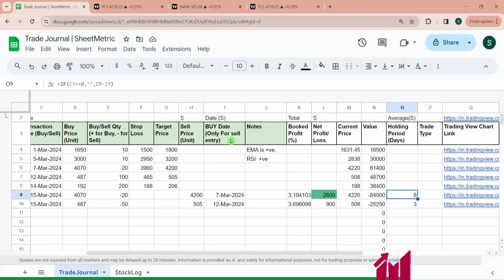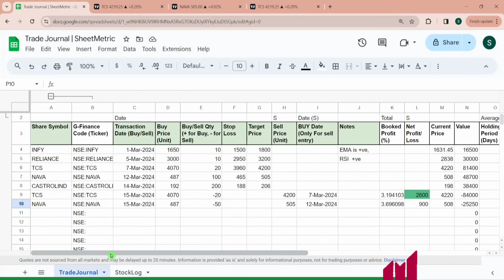So based upon the holding period condition, you can define the trade type. If the holding period is 0, meaning buy date and sell date are both the same, the holding period would come as 0, and you can write a condition on it as intraday and delivery. So that's a basic structure of a trade journal. I have explained all the formulas.